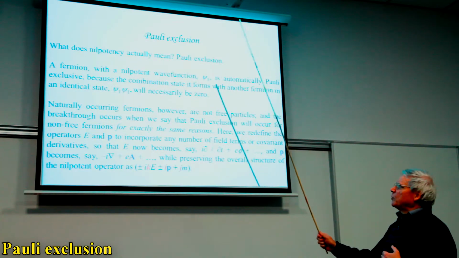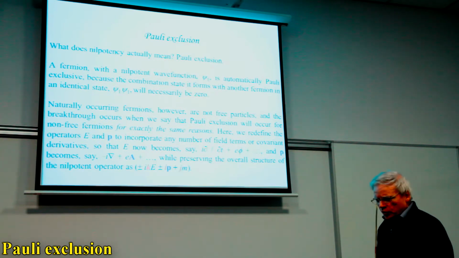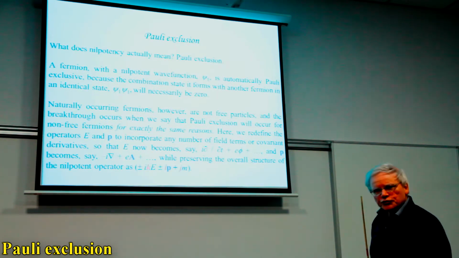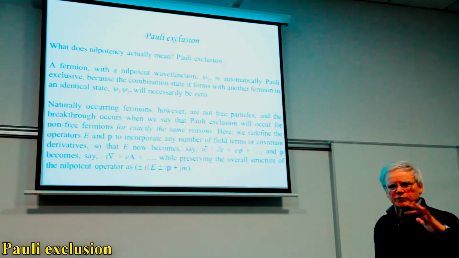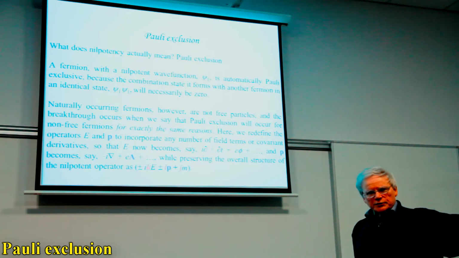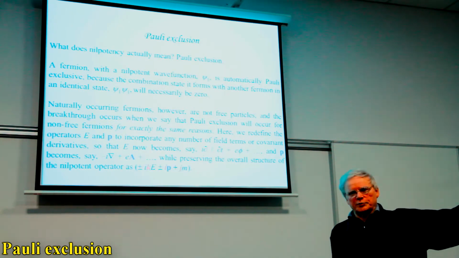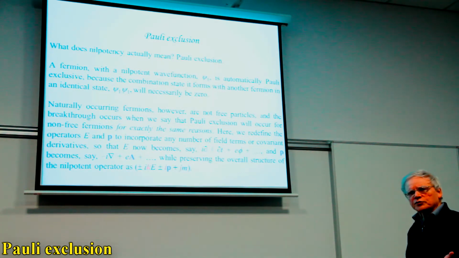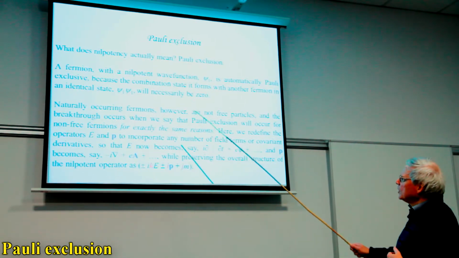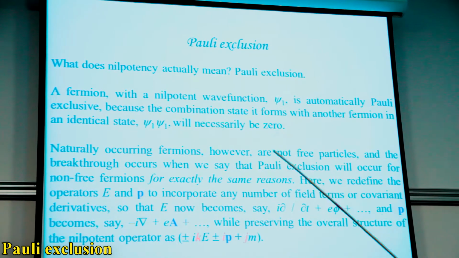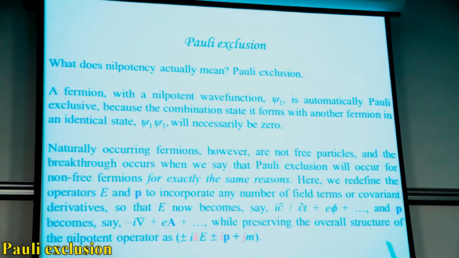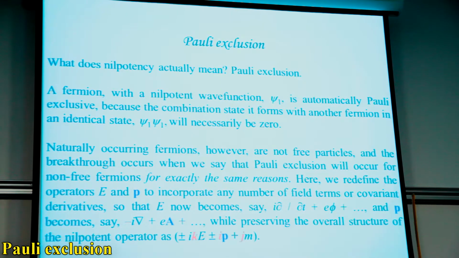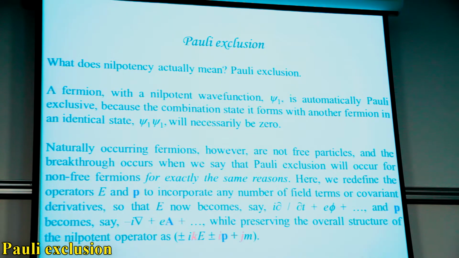And I've already mentioned briefly what nilpotency means. Let me talk about it a little more. Pauli exclusion. And of course, physicists like to say that Pauli exclusion is responsible for condensed matter physics. It's also responsible for chemistry and therefore ultimately for biology. It's a tremendously important thing. Pauli exclusion says no two fermions can have the same wave function. That's one expression for it. So a fermion with a wave function psi1 is automatically Pauli exclusive because the combination state it could make with another fermion of the same psi1, psi1 is 0. So really we're saying that we can't have psi1 equals another wave function of the same kind.